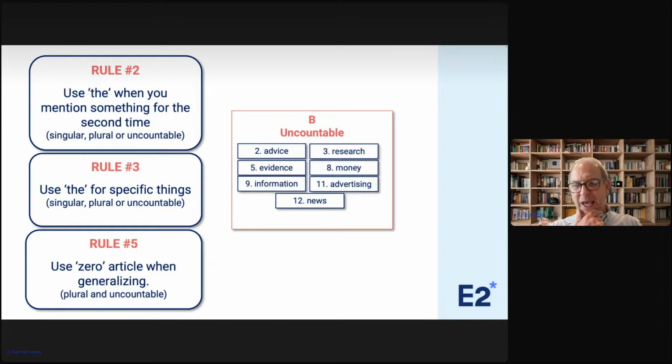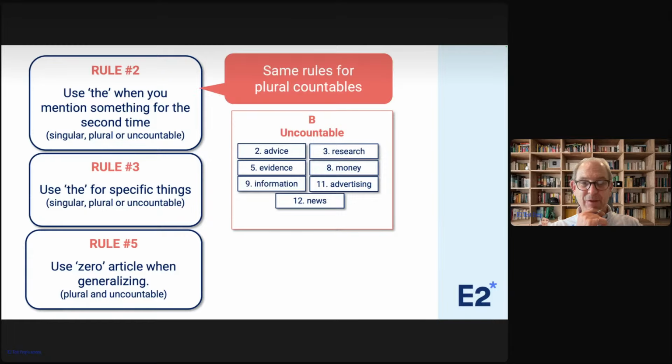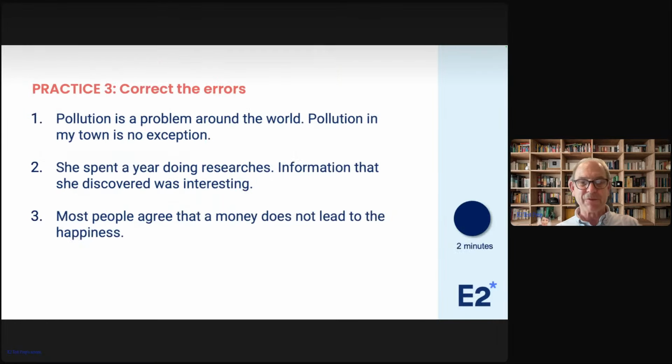Advertising is bad. The information was wrong. Her research was interesting. Research is interesting. The research is interesting. All right. Same rules for plural countables. All right, practice these sentences and correct them. Okay, ready? What I'm going to do is start the clock, give you a chance to read them out loud, adding articles or zero article where necessary.